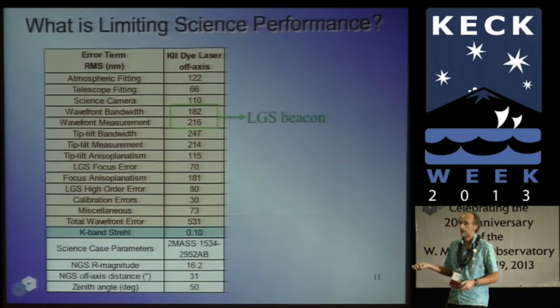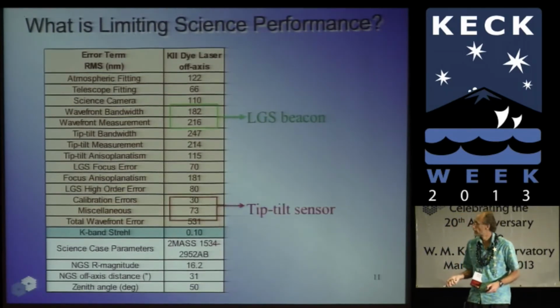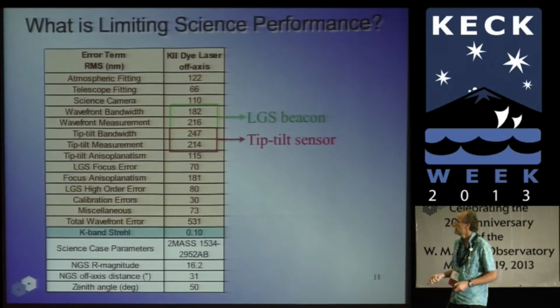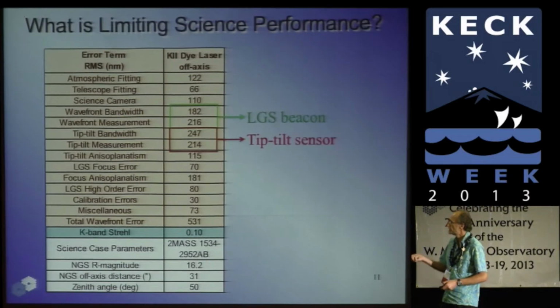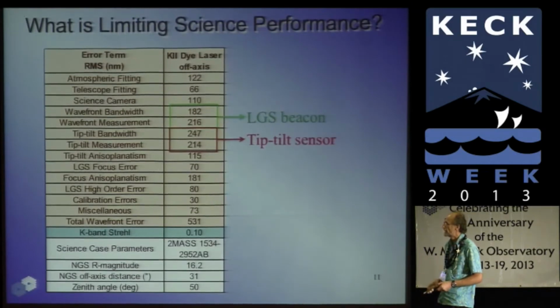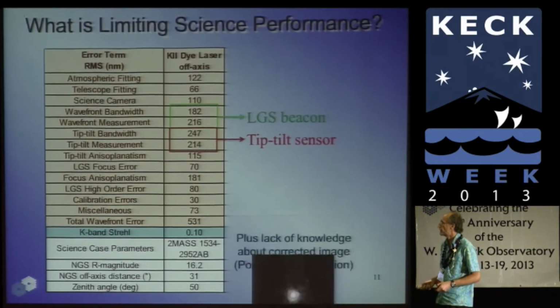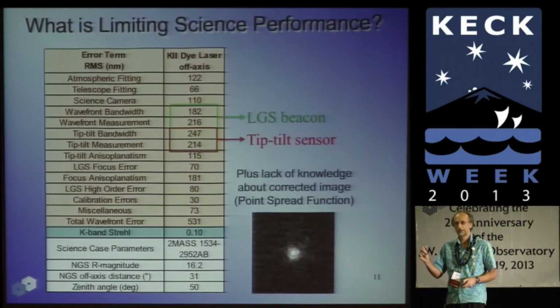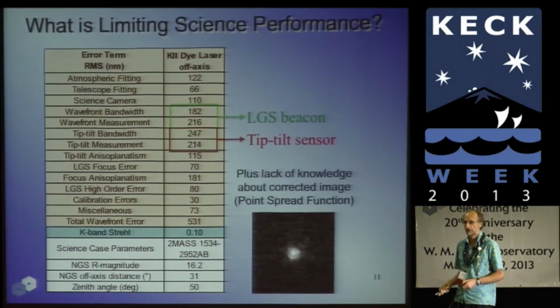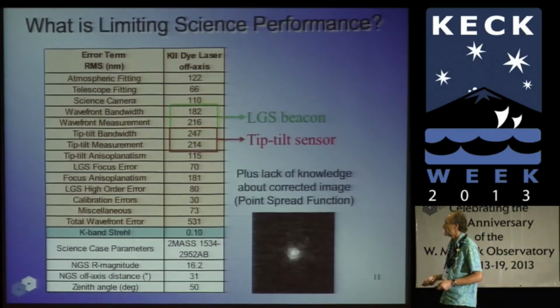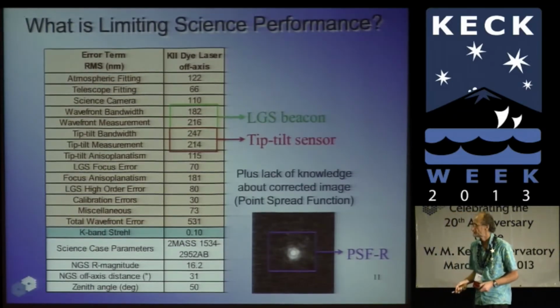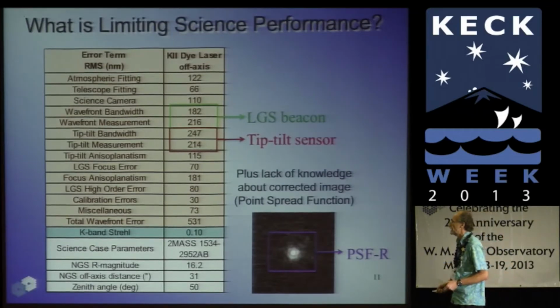And so what are we doing about it? We're improving our laser guide star beacon, and we're improving our tip tilt sensing. And we're using these kinds of error budgets to also drive our next generation AO system. These components I'll talk about are part of that next generation AO system as well. There are other aspects that impact the science performance. One of those is knowledge about what the corrected image looks like: how much of it is due to the science object, and how much of it is due to the residual atmospheric turbulence and aberrations of the system. And so we're also developing a point spread function reconstruction capability. And I'll talk about all 4 of these items in a minute.